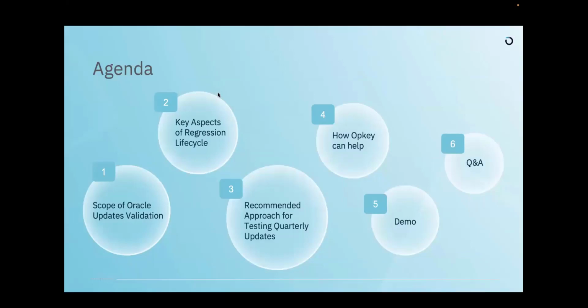So the agenda of this webinar, again, as we discussed, is going to be around regression testing and specifically around the quarterly patches and updates. What I'm going to cover is the scope of the Oracle patch updates, the entire test validation. Then we'll talk about what it means for the regression aspect inside of the Oracle updates. We'll talk about the entire life cycle of regression testing. We'll talk about the traditional approach that people are using in the market at this point, and what is the recommended approach. We'll try to establish that. And then towards the end, I'll talk about how Opkey can help as part of the entire regression cycle for quarterly updates. And towards the end, definitely, we'll look at the platform. I'll show you some of the stuff in action, and then we'll look forward to your questions.